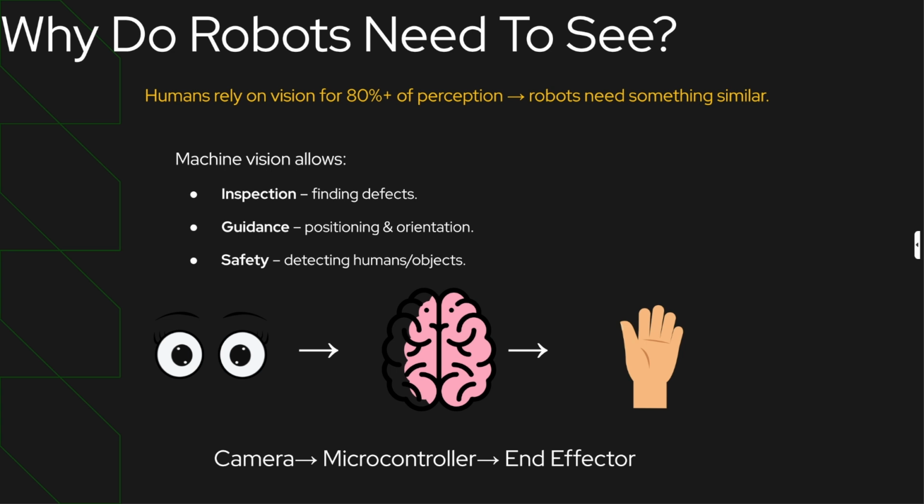This gives the robots the ability to perform critical functions. So we have inspection, detecting flaws or missing components and parts. We have guidance, helping the robot identify the location, the orientation of parts, and precise movements. And then safety, detecting if humans or objects enter its work zones and needing to know if it needs to shut down. So this concept is very, very similar to our own sensory system. We have our eyes, our brain, and our hands. So in robotics, our eyes become the camera. Our brain is the microcontroller, or the controller, and our hand is the end effector, like our gripper or suction cup, whatever we're using.